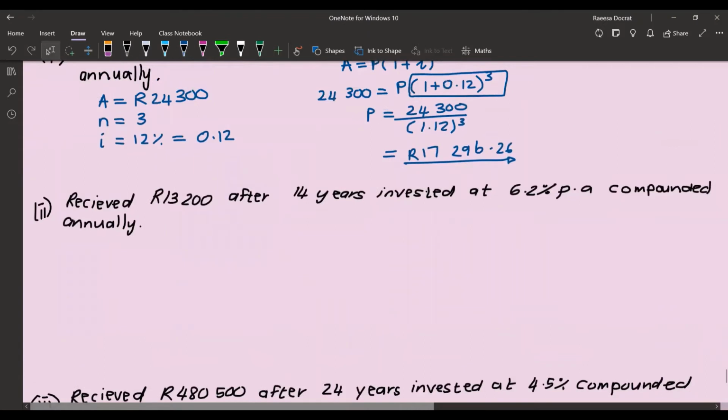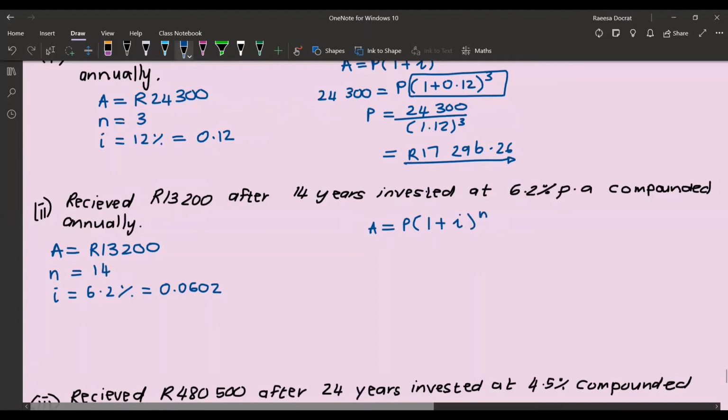So we received 13,200, so that is the accumulated amount. And our number of years is 14, and our interest rate is 6.2%, which once again we are converting to a decimal, so it's 0.0602. Then we're going to use the formula A = P(1 + i)^n. Our A is 13,200. Our P is what we are solving for, times (1 + 0.0602) to the power of 14.